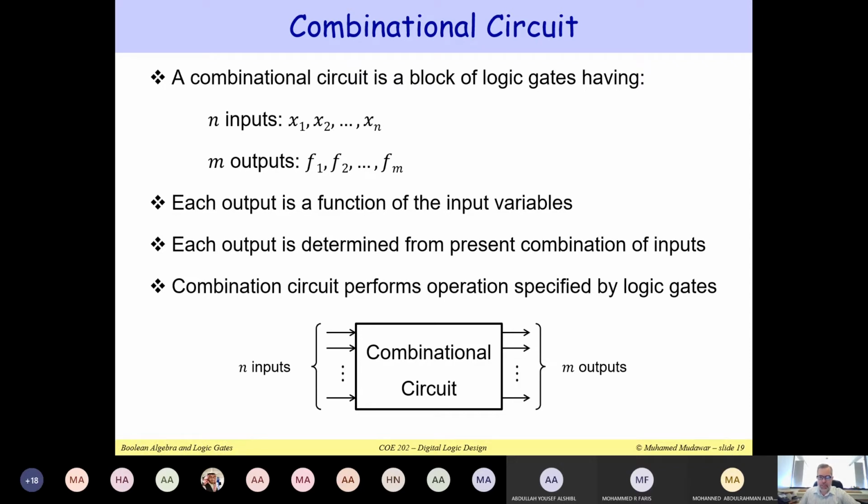In this course, we are going to study how to design combinational circuits. We're going to learn how we can design our own combinational circuits. Given a truth table, we can design the circuit.